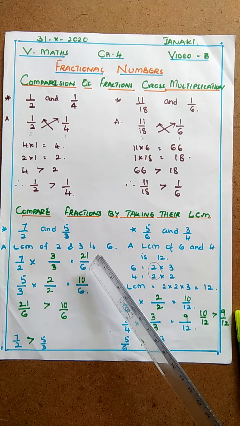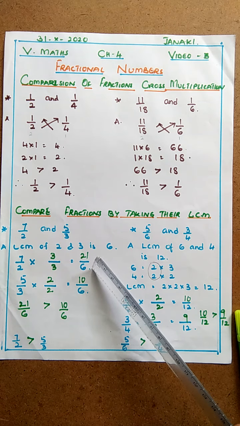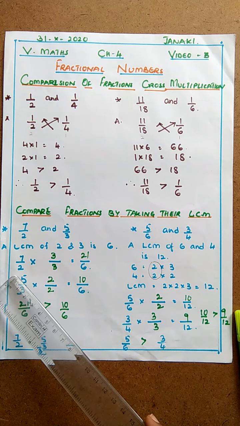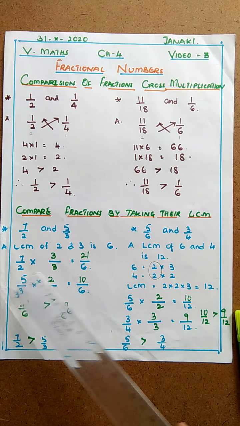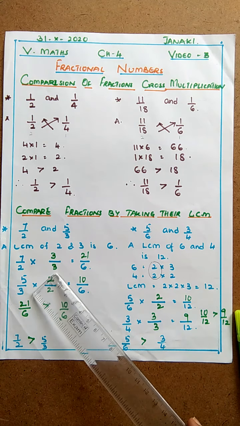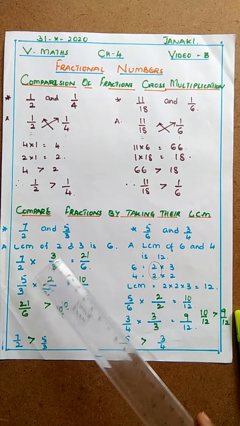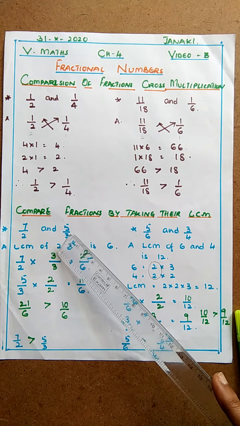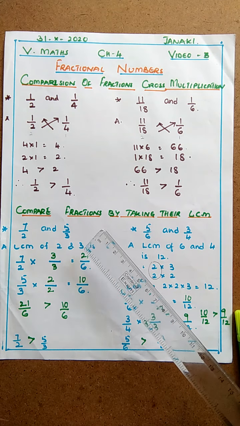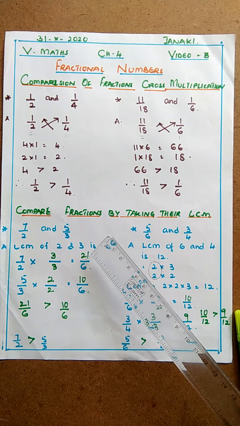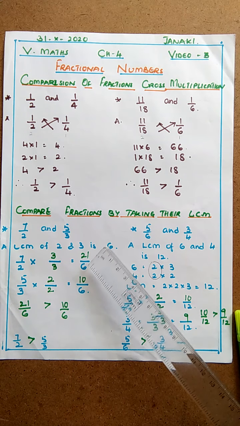so that the denominator is 6. So if you multiply, how many times 2 goes in 6? 3 times. So 2 3s are 6. So when you are multiplying the denominator by 3, multiply the numerator also by 3. So 7 3s are 21. So now you got a fraction which is equal to 21 by 6.